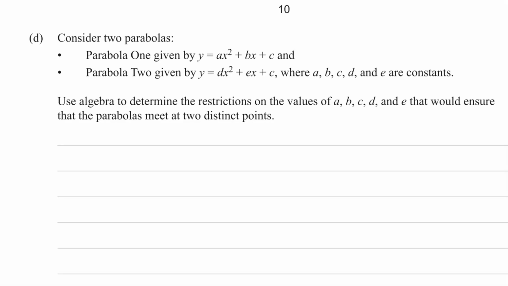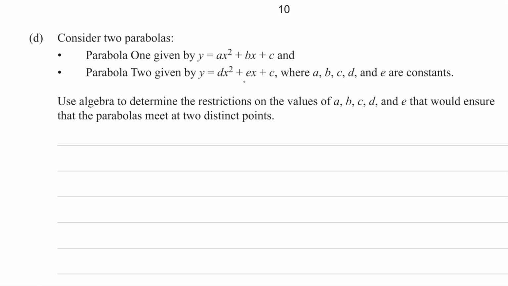Parabola time. So we have two parabolas here, and we're not given any numbers. That's because we're in an algebra paper. So here we're given the first one, that looks familiar, right? ax squared plus bx plus c.